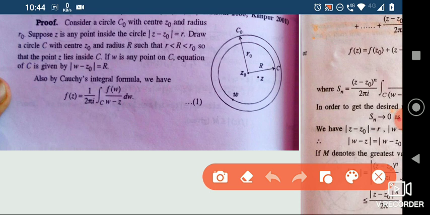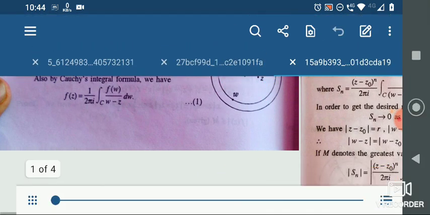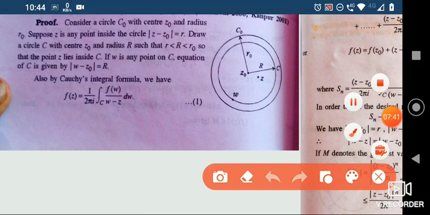So this circle, wait, so that point Z lies inside C. If W is any point on C, the equation of C will be given by this. So the circle which is there inside, the equation of that is not this one, this one. If any point W is there inside this, then the circle is the modulus of W minus Z naught is equal to R.